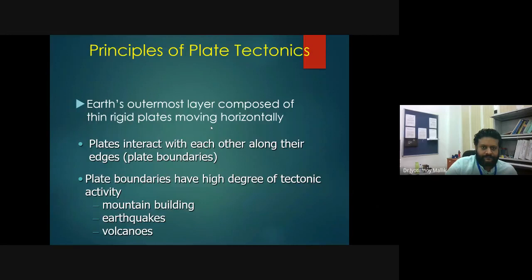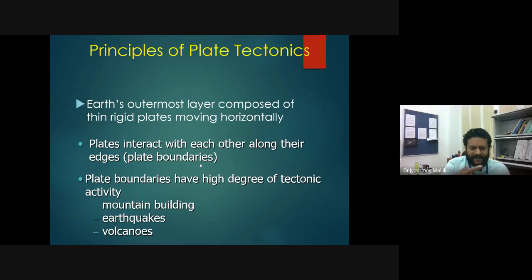So principles of plate tectonics, if we just want to put everything together: Earth's outermost layer is composed of rigid plates moving horizontally. Okay, this moves on the surface of the Earth, right? Plates interact with each other along their edges, and they are called plate boundaries, of course. So we have seen three types of plate boundaries so far. We have seen the mid-oceanic ridges, we have seen the transcurrent faults where they slide past each other, and we have seen the subduction zones or the trenches. They are also called trenches, where one crust essentially goes down beneath the other crust. Okay.